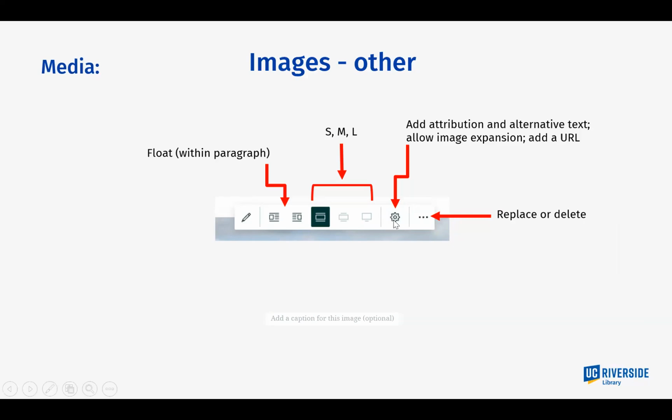You'll see this gear symbol a lot with things that you're adding to your story map. And sometimes the gear implies additive things, sometimes it's specific to the thing that we're talking about. So in this case, this allows you to add attribution and alternative text to an image, allows the user to click on it and make the image larger. And you can add a URL image. And then the ellipse is something else that you'll see in a lot of these content blocks. And in this case, the ellipse lets you replace or delete the image. And then anytime you add an image, there'll be an option for having a caption. You don't have to have a caption, but they give you space for that if you'd like.